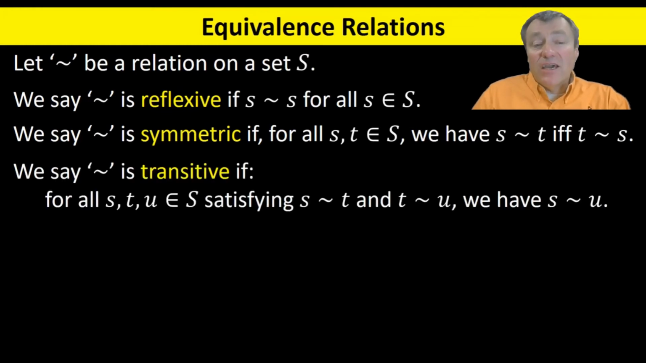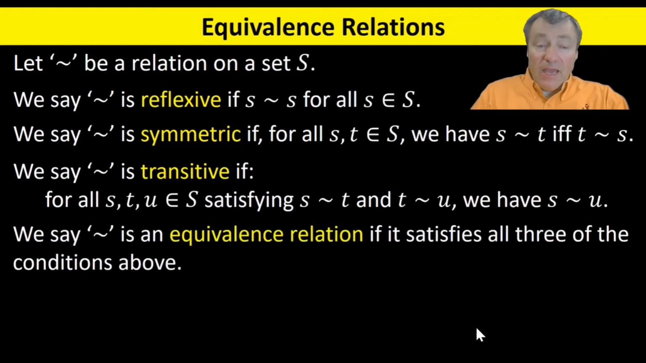And then you say a relation is transitive if every time you have s related to t and t related to u, then you also have s related to u. And if a relation has all three of these properties, then we call it an equivalence relation.